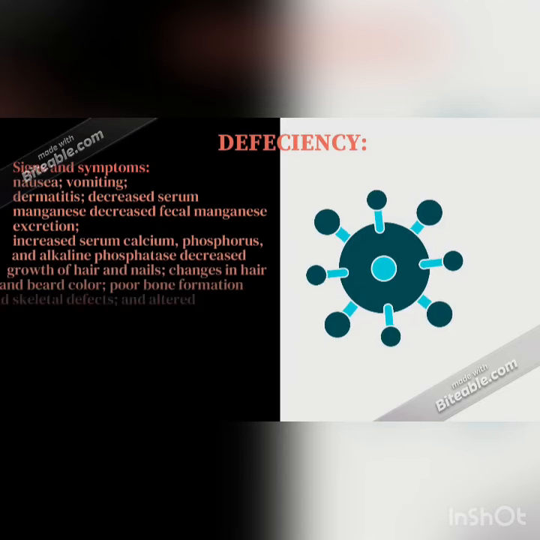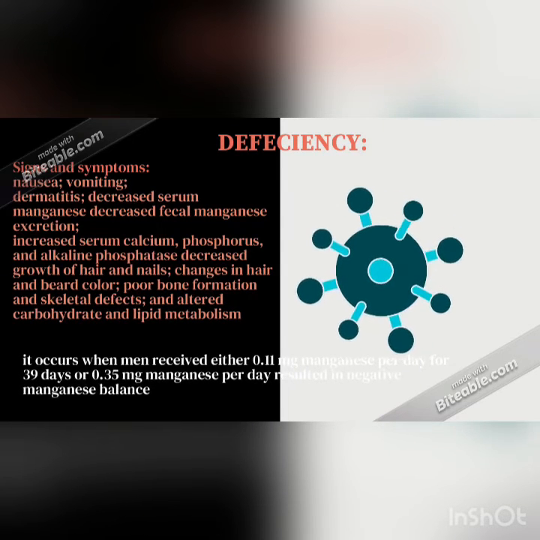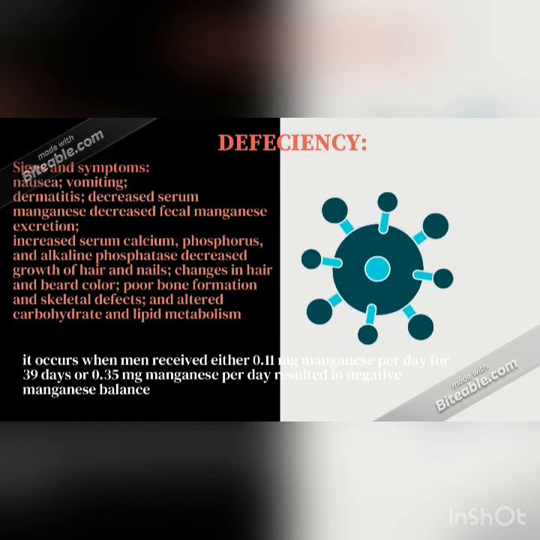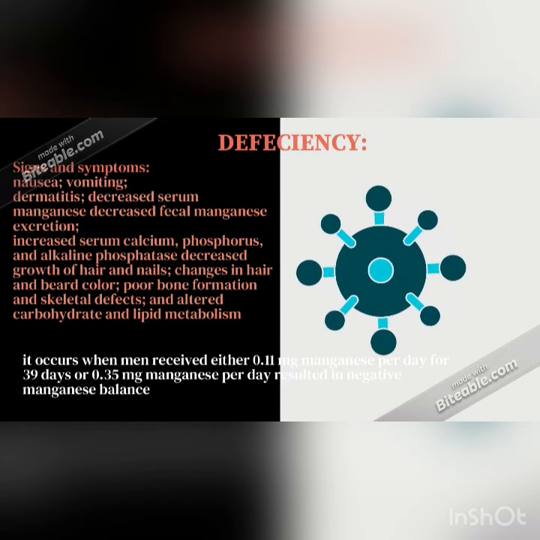Deficiency signs and symptoms: nausea, vomiting, dermatitis, decreased serum manganese, decreased fecal manganese excretion, increased serum calcium, phosphorus, and alkaline phosphatase, decreased growth of hair and nails, changes in hair and beard color, poor bone formation and skeletal defects, and altered carbohydrate and lipid metabolism. It occurs when men received either 0.11 mg manganese per day for 39 days or 0.35 mg manganese per day.